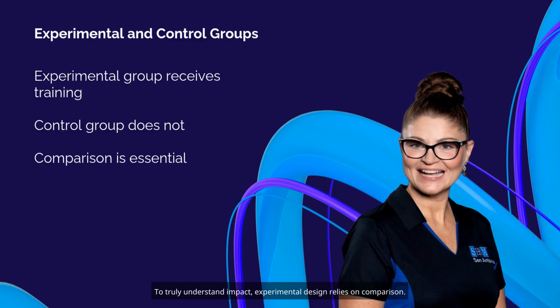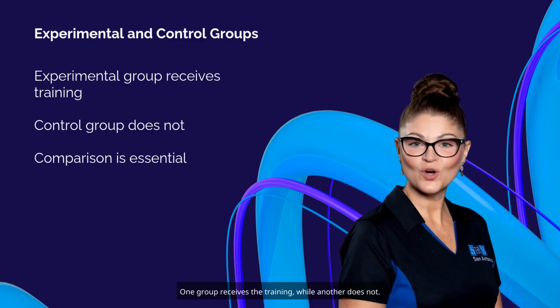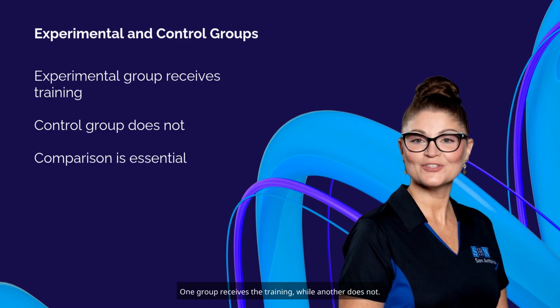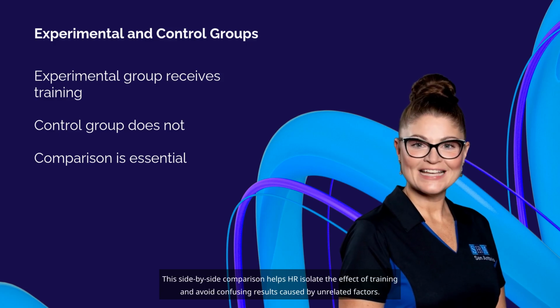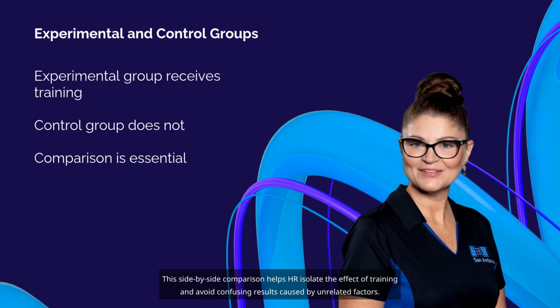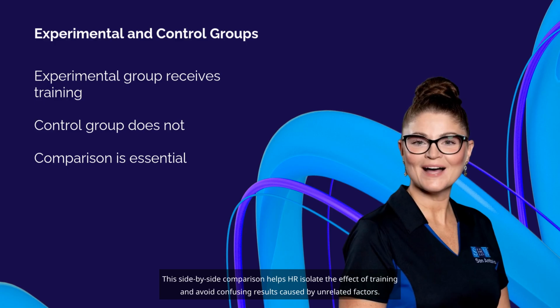To truly understand impact, experimental design relies on comparison. One group receives the training while another does not. This side-by-side comparison helps HR isolate the effect of training and avoid confusing results caused by unrelated factors.